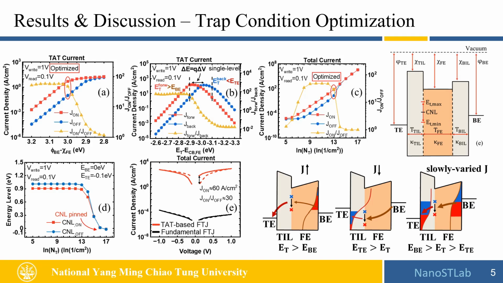But it's worth emphasizing that in figures A and C here, you can see that if the trap condition slightly deviates from its optimal value, either the current density would decrease very fast or the on/off ratio would degrade very fast. So previous research might have systematically overlooked the potential of our novel TAT-based FTJ due to this reason.